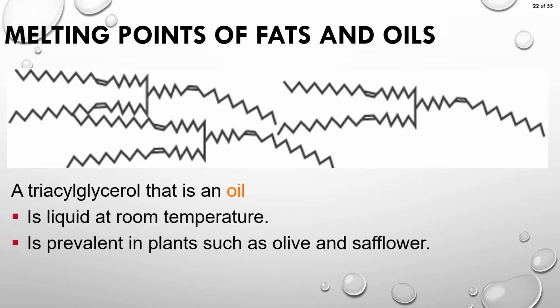Remember, when there is a double bond, the chain will bend. There will be kinks that make it bend, so it cannot pack closely together. Now, fat molecules do not have the same degree of distortion and can pack closely together. This increases their melting point.